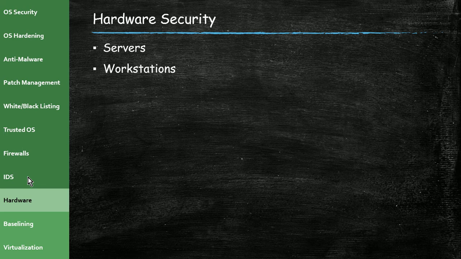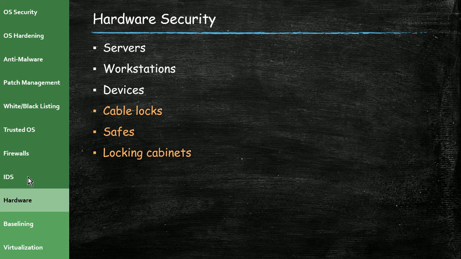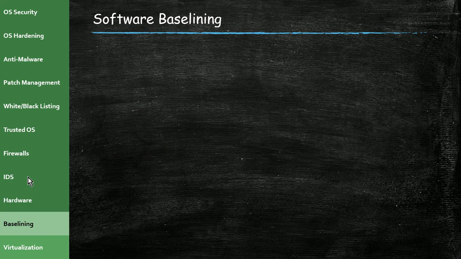So as far as hardware security, we've got servers, workstations, devices. To protect all that stuff, one way is through cable locks. We can put things in safes or locking cabinets. I think in other courses we talk much more about physical security, so I don't want to get into that in too much detail in this slide deck.